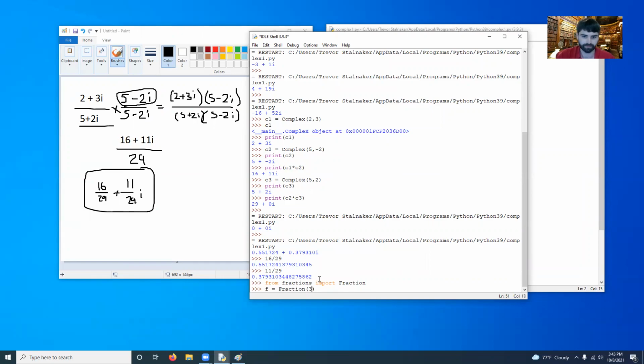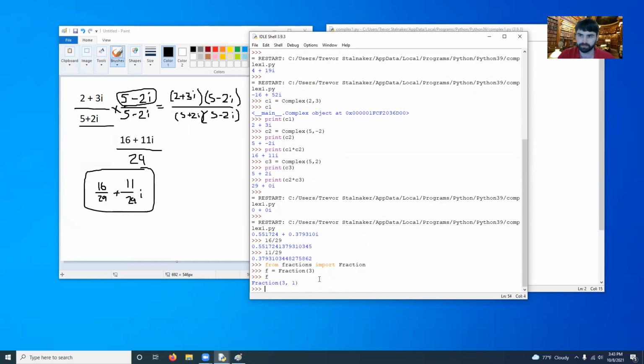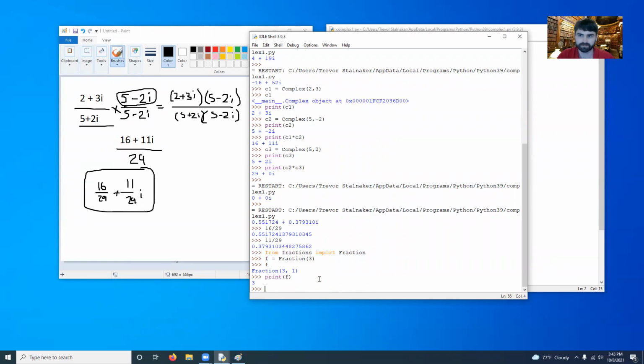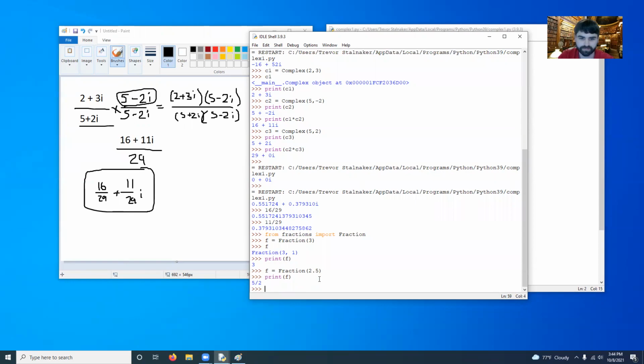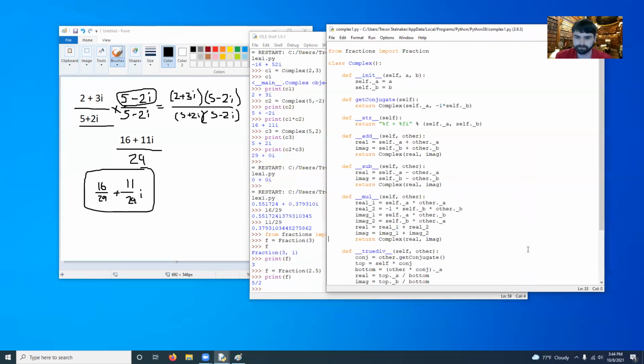So let's just say we got the number 3. So 3 over 1, that's the fraction. But if you print it, you just get 3, so it looks like an integer. That's pretty nice. But what happens if fraction is like 2.5? Now what happens when we print it? We get 5 halves. So 2.5, we get the fraction version of it. It's not going to give you 2.5, it's going to give you 5 halves. But I think that's okay for what we want. This is way more legible than what we had before.